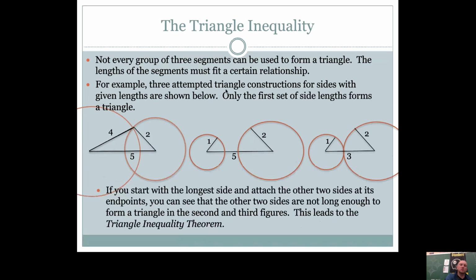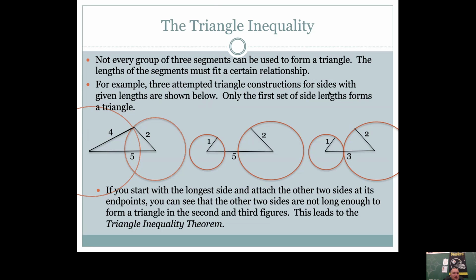This is part 2 of our video in section 5.5. This is the triangle inequality theorem. Not every group of 3 segments can be used to form a triangle. The lengths of the segments must fit a certain relationship. For example, 3 attempted triangle constructions for sides with given lengths are shown below.